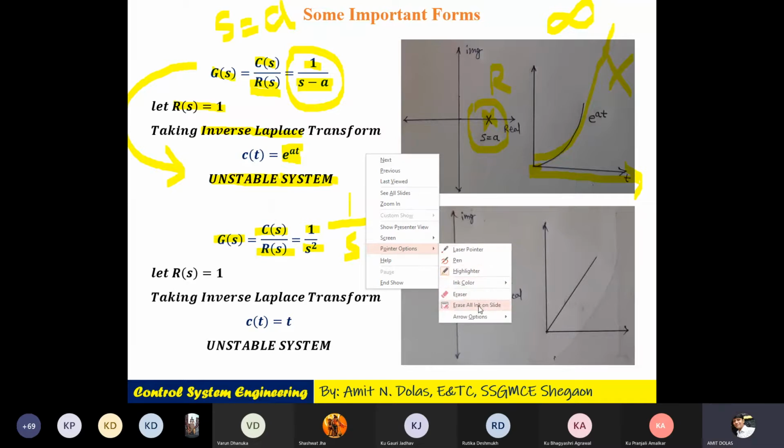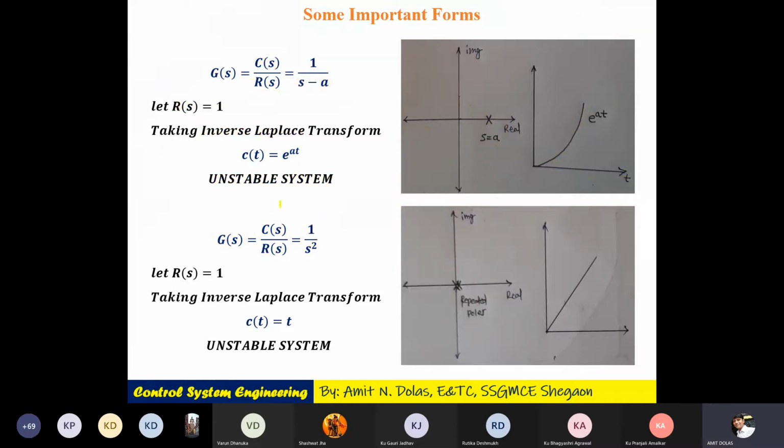What will be the pole? How will you find the pole? Any answer from your side? What will be the pole here? We'll put s equal to 0, and again the second s also equal to 0. So there will be two poles, that is, pole p1 is equal to 0 and the other is also equal to 0. So there will be two poles. This is called a repeated pole.